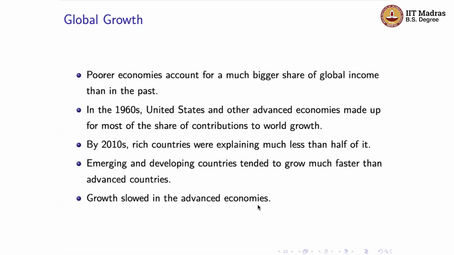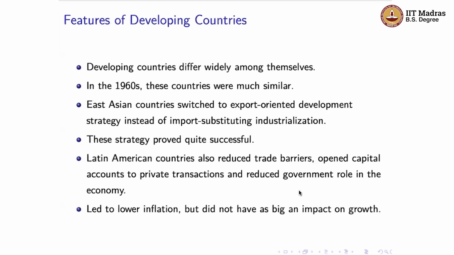What that tells you is that emerging and developing countries have in the last 50 years tended to grow much faster than the advanced countries. And also, in the advanced economies, growth actually slowed down compared to the 1960s, right? As a result of this, the share in the total global GDP has gone up for these emerging and developing countries, right? Now, when we say developing countries, we should be aware that not all developing countries are the same.